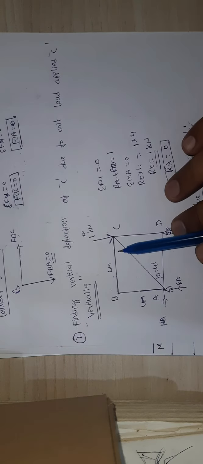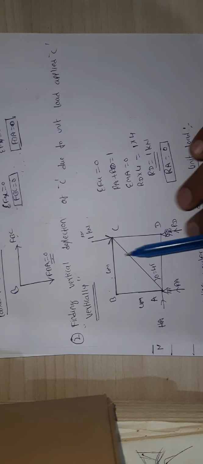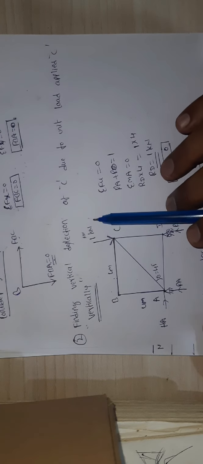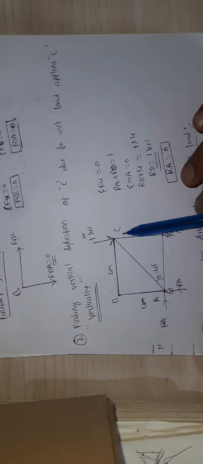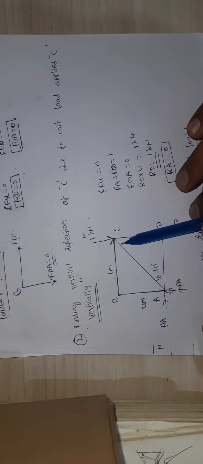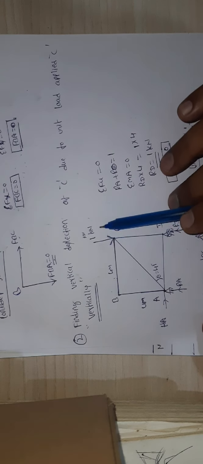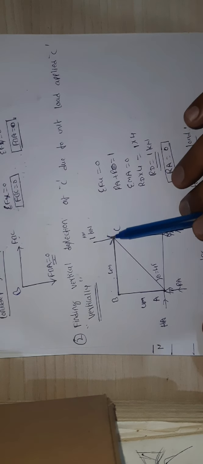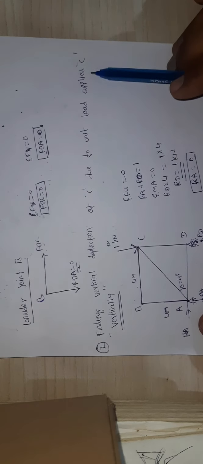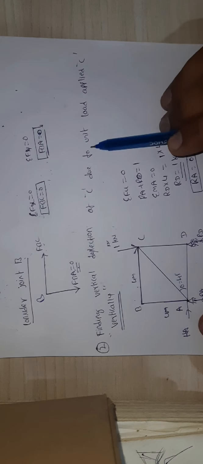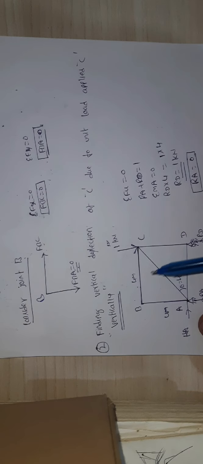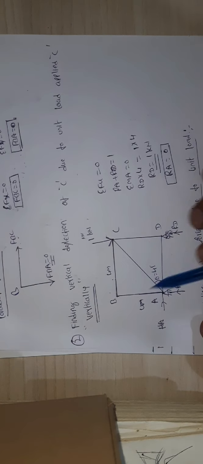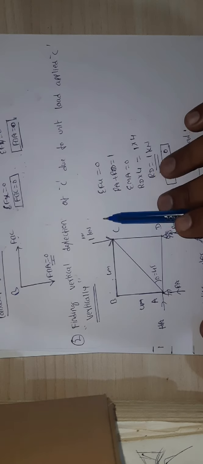Because it will deflect in the downward direction, right? So please remember, at the point where you need to calculate vertical deflection, apply a 1 kilonewton vertical force. Then find the vertical deflection due to the unit load applied vertically. So I removed all the loads and I applied 1 kilonewton in the vertical direction.